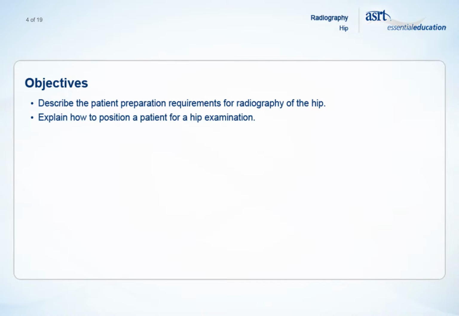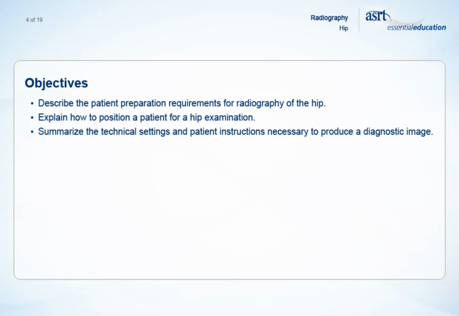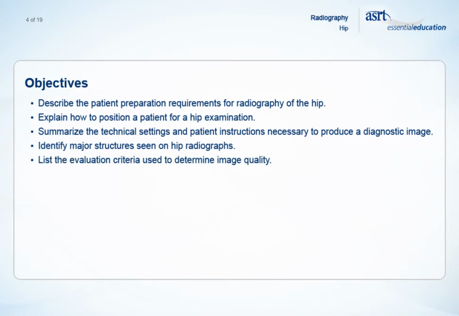After completing this module, you will be able to describe the patient preparation requirements for radiography of the hip, explain how to position a patient for a hip examination, summarize the technical settings and patient instructions necessary to produce a diagnostic image, identify major structures seen on hip radiographs, and list the evaluation criteria used to determine image quality.